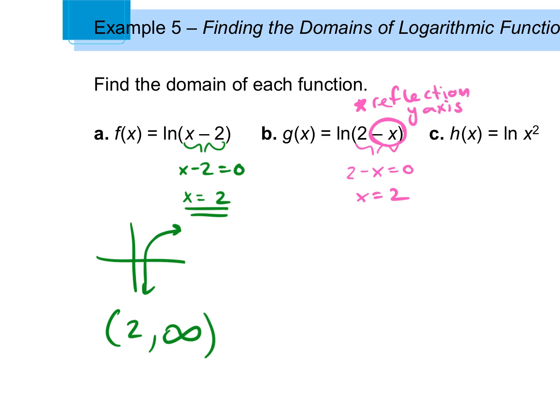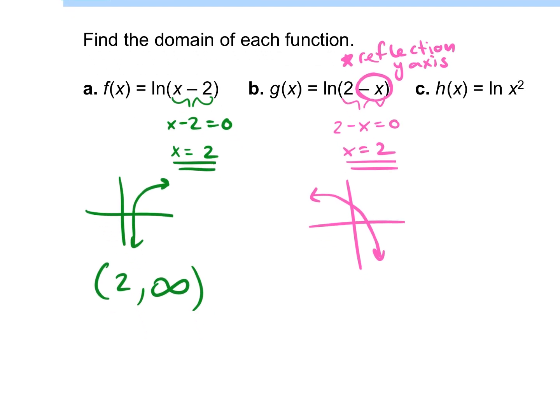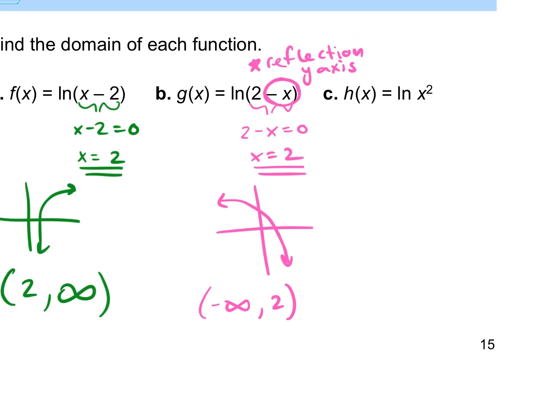So instead of our graph looking like it did in A, where it goes to the right, we're going to flip it on the y-axis. So now it's going to look like this, where our vertical asymptote is at x is equal to 2. So from here, our domain is going to be from negative infinity to 2 because it's going to the left. So our x values now go to negative infinity.